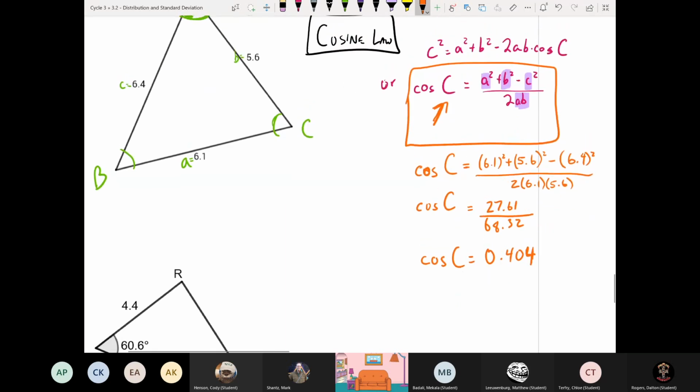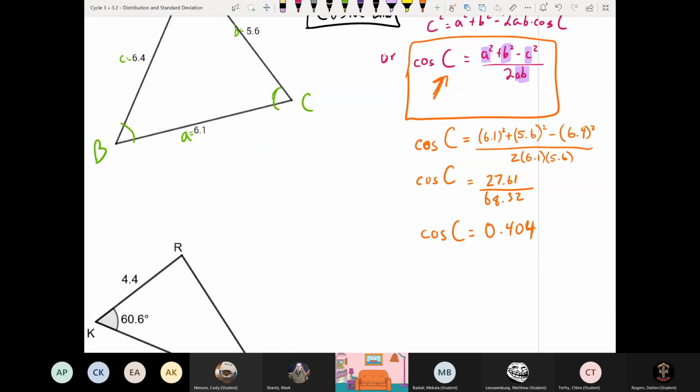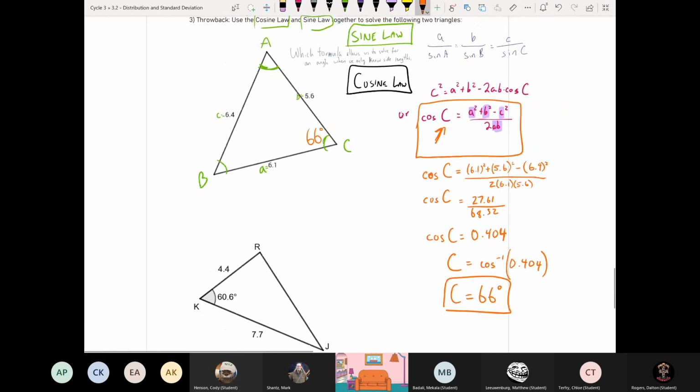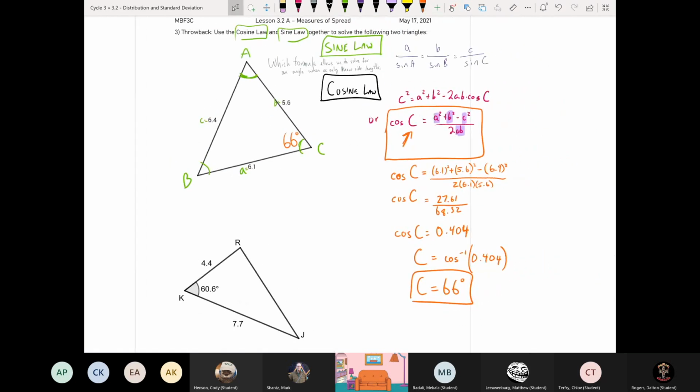But to find angle C, we have to do the inverse cosine, the -1 thing on our calculators. So we want to find the inverse to find the angle. When we do that, I'm going to round to the nearest degree, 66 degrees. So that means this is now 66 degrees. So I've solved and I've got one angle.